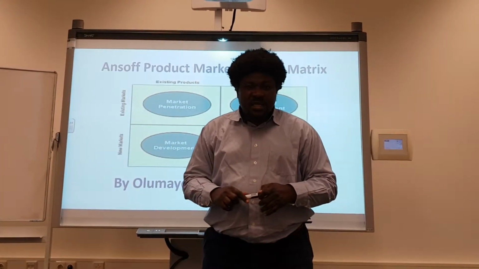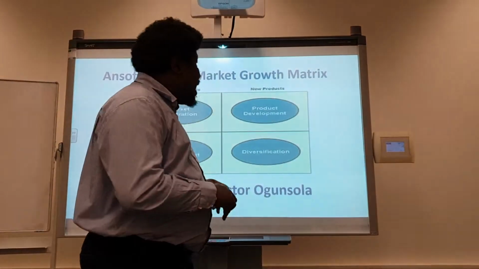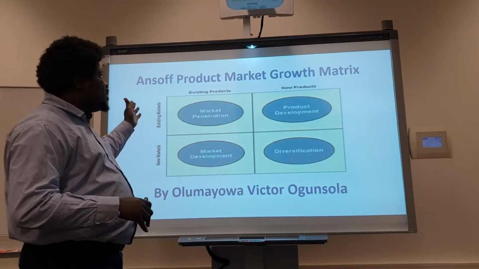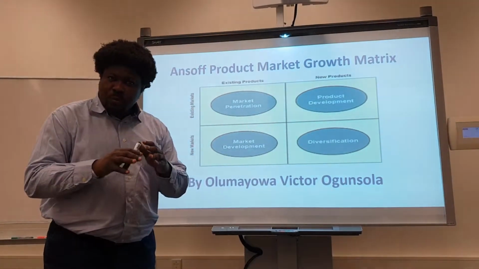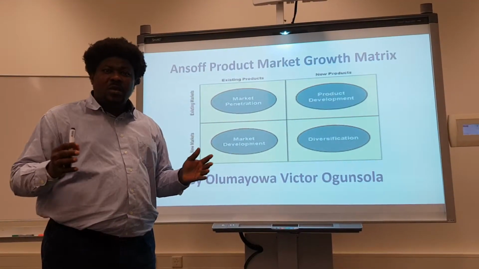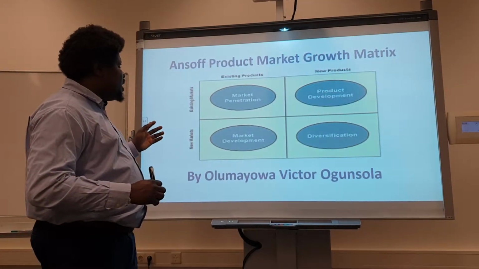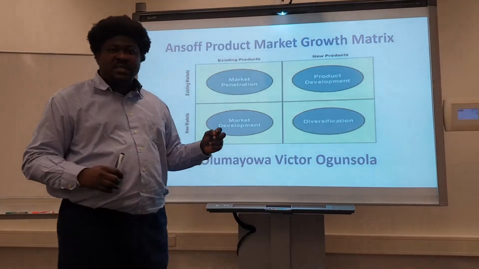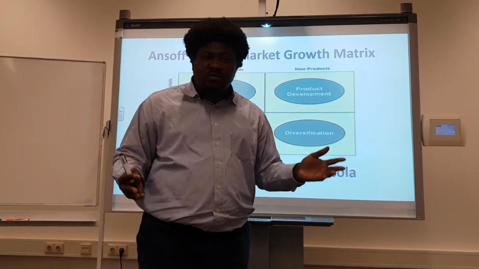So what strategy are we looking at today? We are looking at a marketing strategy known as the Ansoff Product-Market Growth Matrix. To put it precisely, it's usually called the Ansoff Matrix, but it's actually a matrix about products and markets. It's a matrix about the growth of products and the growth of markets.